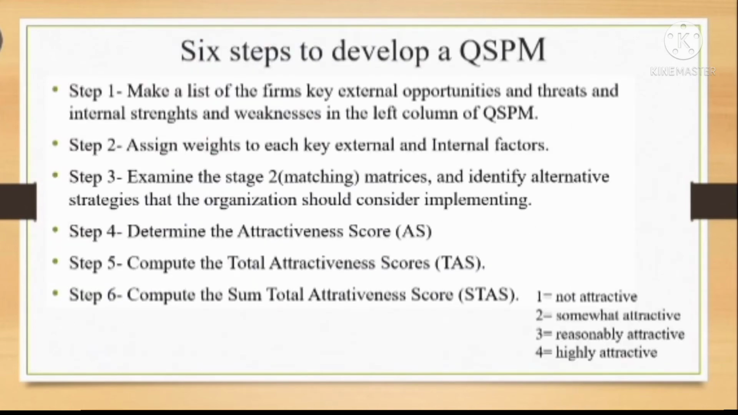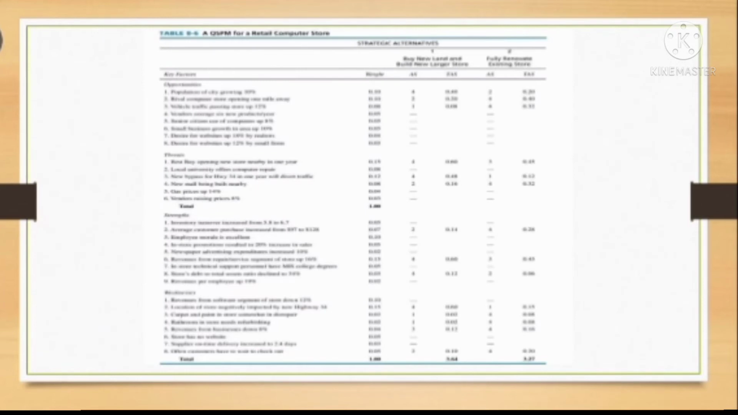So we have 6 steps to develop a QSPM. Step 1, provide a list of internal factors. Ayun yung ating strengths and weaknesses. Then generate a list of the firm's key external factors. Ayun naman yung ating opportunities and threats. So makikita natin dito sa left column of QSPM, yung key factors ay mayroong opportunities, threats, strengths, and weaknesses. So, yun yung ating step 1.